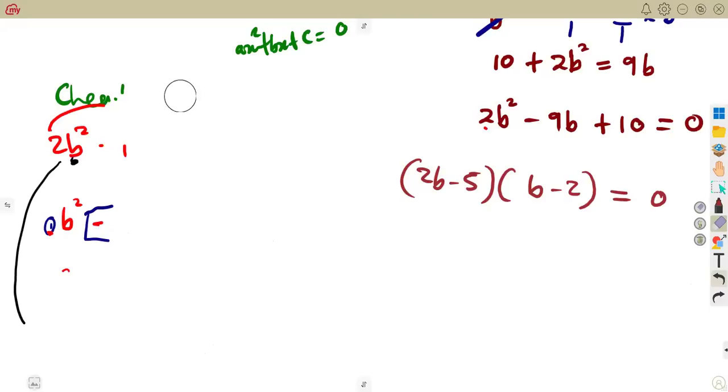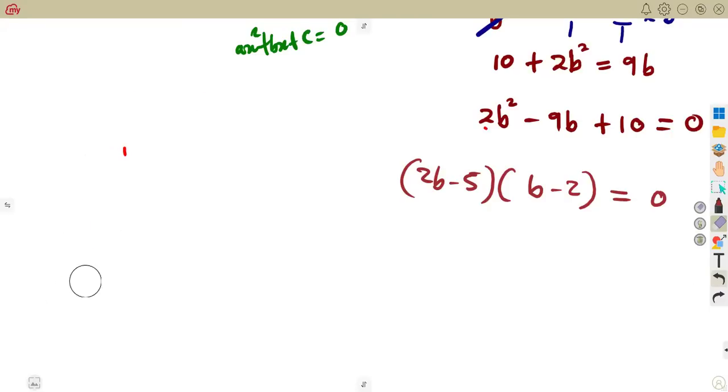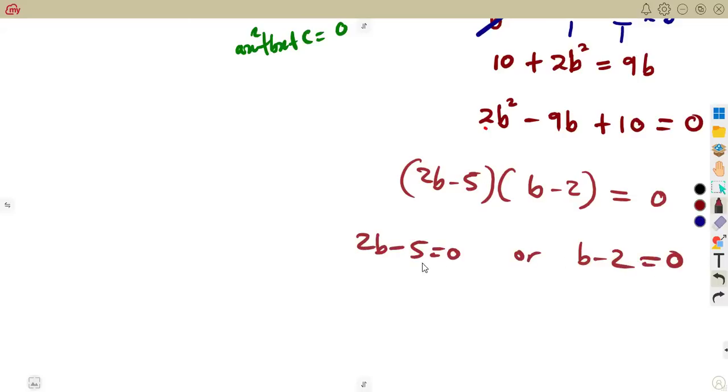Any factorization is in your hands. You can even use the quadratic formula to solve. It's in your hands there. But after this, one of these brackets must be equal to 0. So 2b minus 5 must be equal to 0, or b minus 2 is equal to 0. So let's solve for b. The minus 5 will be positive on the other side, then you have to divide by what?